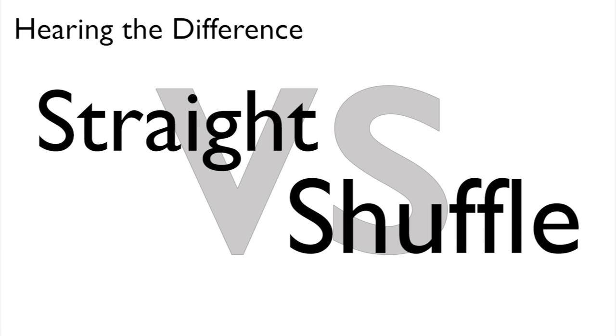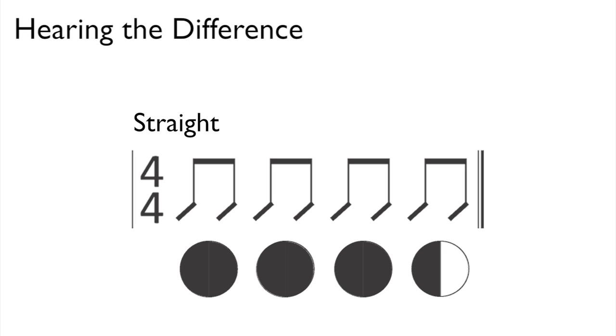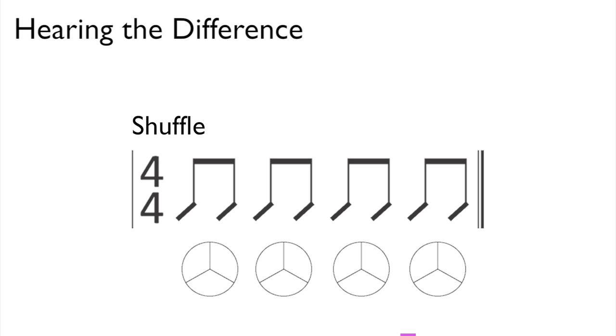Now, let's listen to straight eighth notes and shuffle eighth notes played next to each other so that we can really hear the difference. First, the straight eighth notes. 3, 4. And now, the shuffle eighth notes. 3, 4.